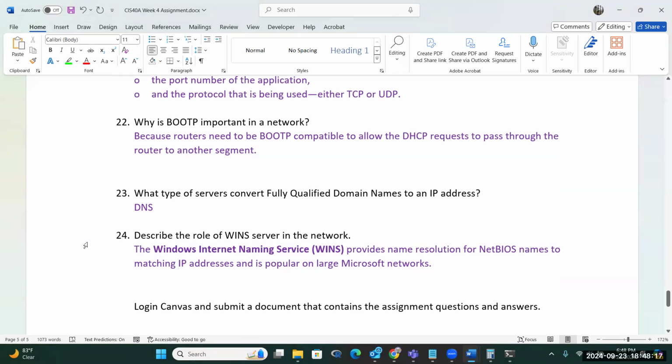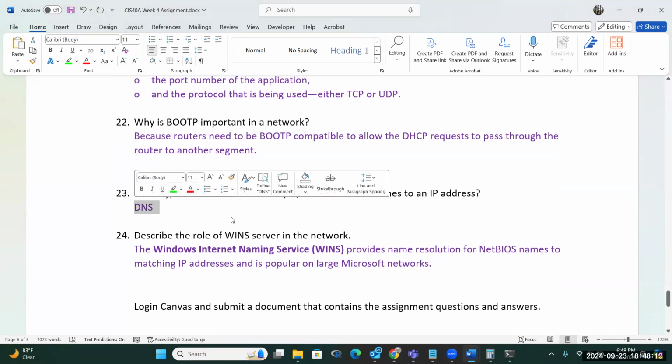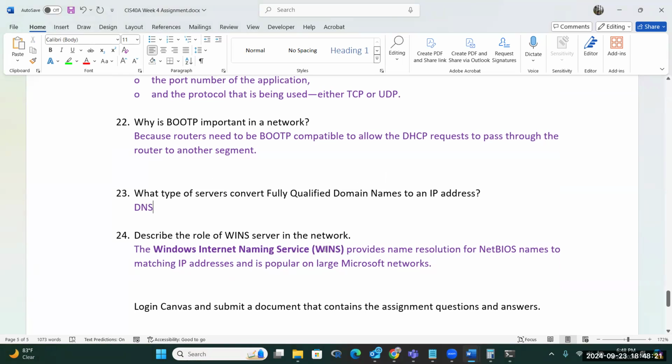So often you will see, by default, when we install this role, it's going to ask us to install this, so that it can tie a physical system name to an IP address for that system on the network.